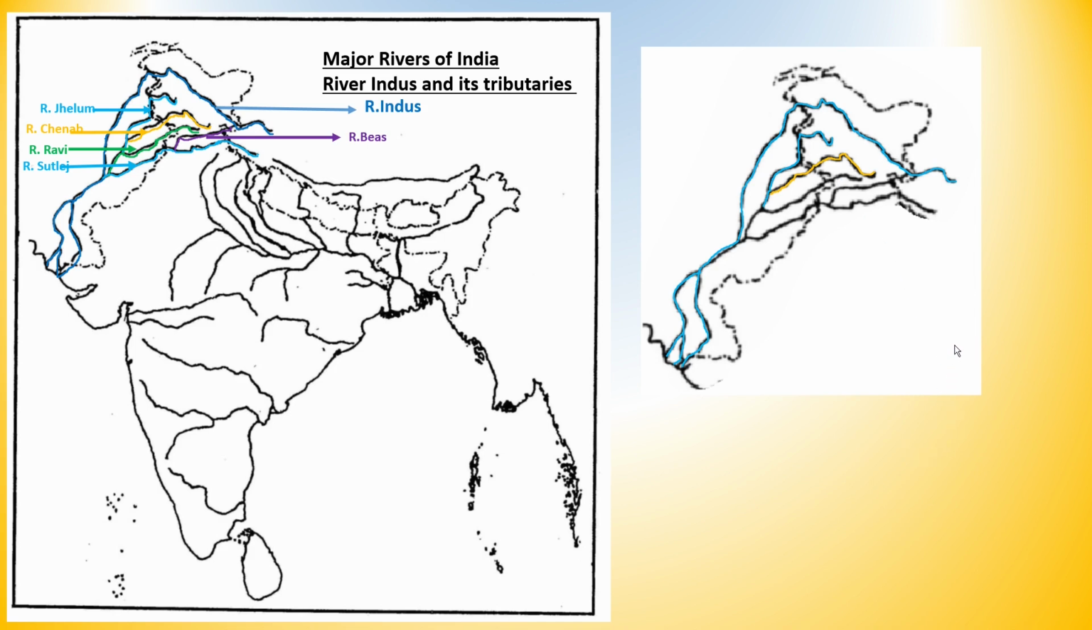Now let us mark Ravi. To the southern part of Jammu Kashmir, and then entering into Pakistan, and then joining with Jhelum and proceeding towards the south to meet with Satluj.